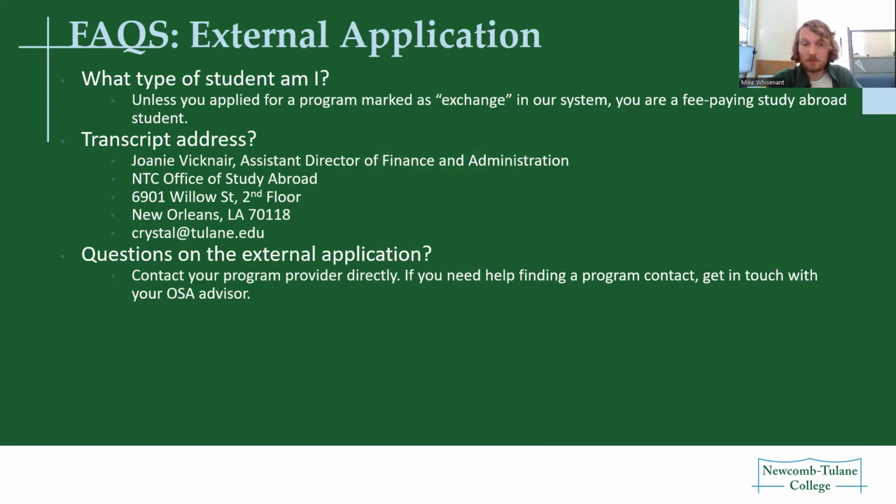And then if you have any questions on that external application, it's probably better to contact your program provider directly as opposed to our office. There are so many programs that we have for our office, and it's impossible for us to know the application policies for every single one. So contacting them directly is probably the best bet. But if you're having trouble finding a program contact to actually reach out to, completely understand that. In that case, reach out to your OSA advisor because they may be able to connect you with someone over at that program provider or university. And that's pretty much everything you need to know for your external applications.